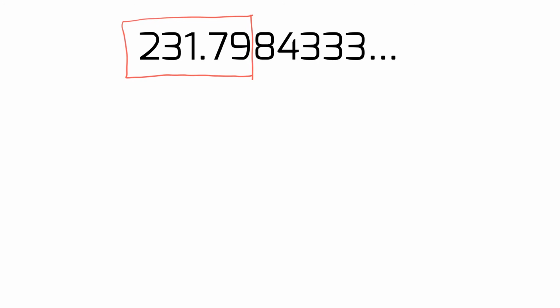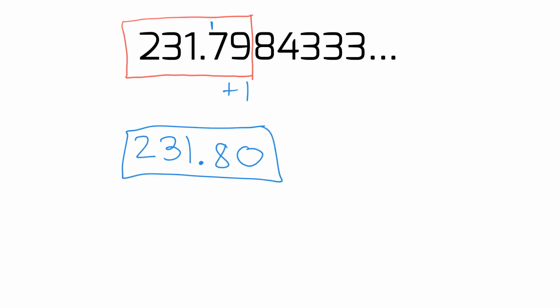Then I need to ask myself, all right, that first number that's outside, well, that's an 8. Is that bigger than or equal to 5? Well, 8 is bigger than 5, so I'm going to add a 1 to the number before. And then see what I get. 9 plus 1 is 10, so I have my 0, carry my 1. 1 plus 7 is 8. And then everything stays the same. And then that's my answer. That's it. That's simple.